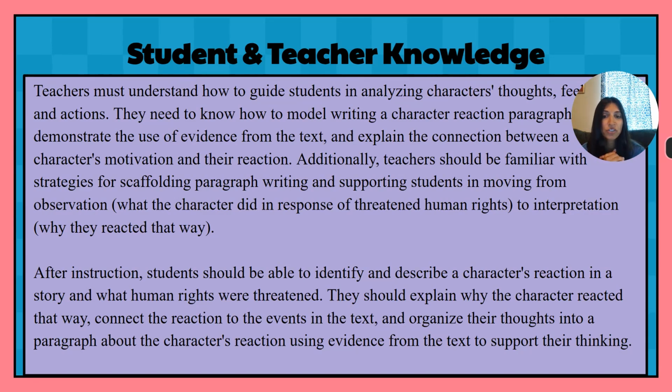After instruction, students should be able to identify and describe the character's reaction in a story and what human rights were threatened. They should also be able to explain how the character reacted that way, connect the reaction to the events in the text, and organize their thoughts into a paragraph about a character's reaction using evidence from the text to support their thinking. Those are our short responses. Later at the end of the whole unit, they will also be writing monologues to show how characters responded to their rights being threatened.